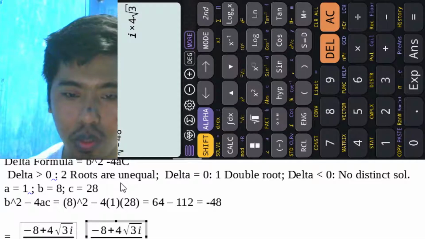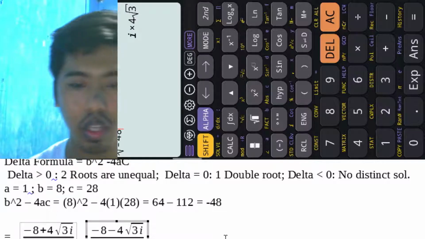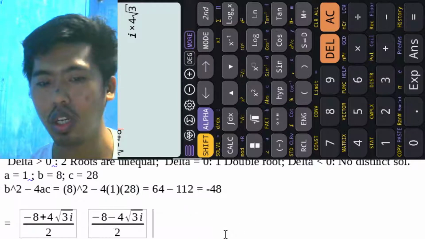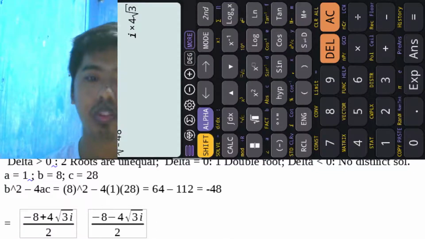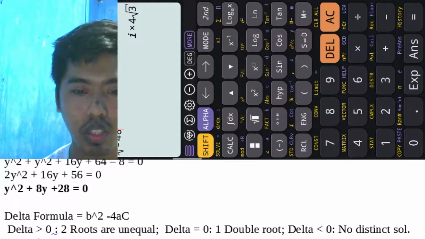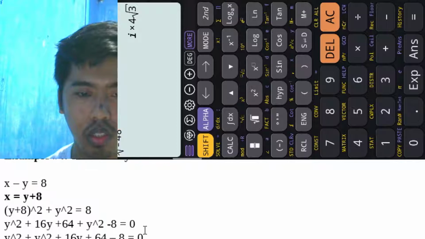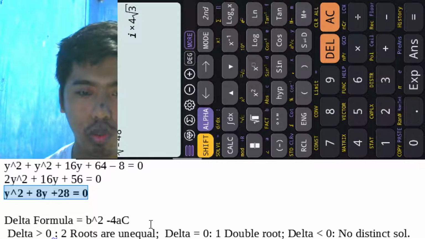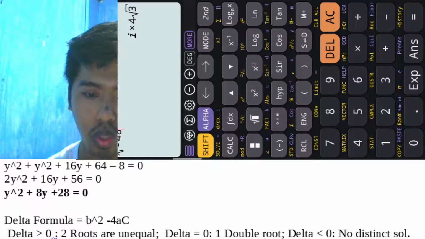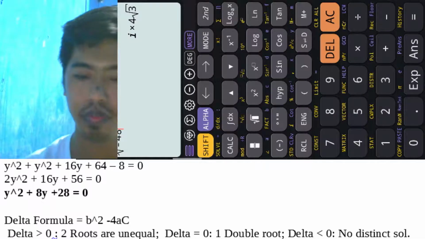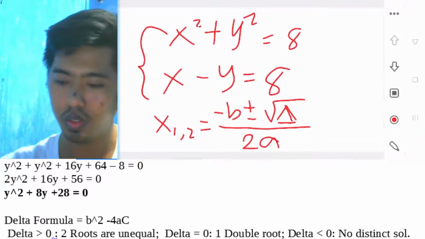Kini, it will become minus. Okay, so those are muna atong answer guys for the y's, as you can see, di ba? Okay, so muna ato ang mga values sa atong y. So 4 square root of 3i or the imaginary. Let's go back to the one, this.